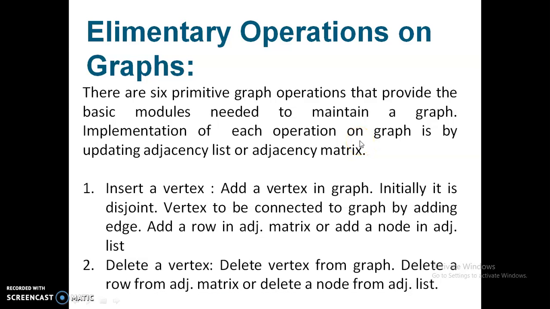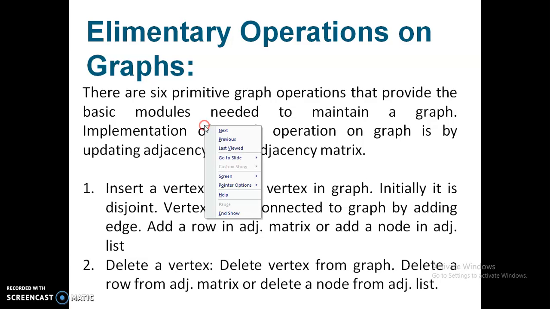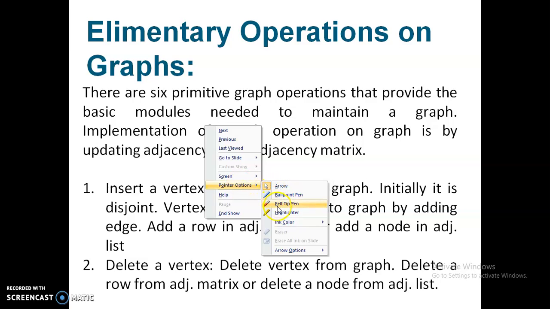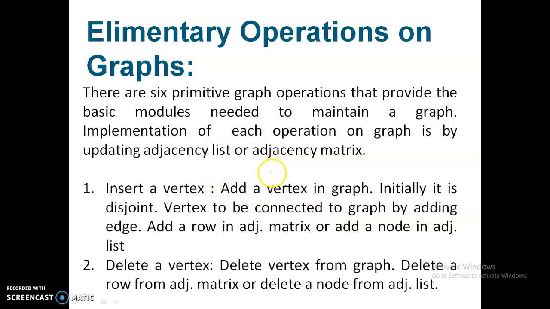Good evening, students. Today we'll start with our next topic in graphs, that is, elementary operations on graphs. In a previous class we already saw the different types of representations of graphs. There are two types of representations: using an adjacency matrix or an adjacency list, we can represent the graph. Now we'll see what different operations we can perform on the graph.